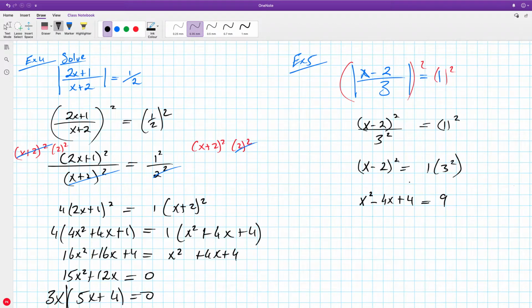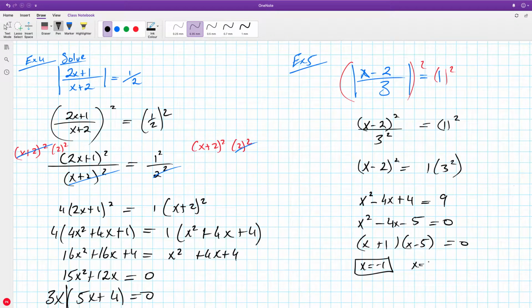You all happy so far? That's x squared minus 4x, bring over 9 because minus 9, so that's minus 5 is equal to 0. Bracket, bracket, x and x, minus 5 plus 1, x is equal to minus 1, and x is equal to 5. Alright? Right, something very like these then is when you have to deal with surds.